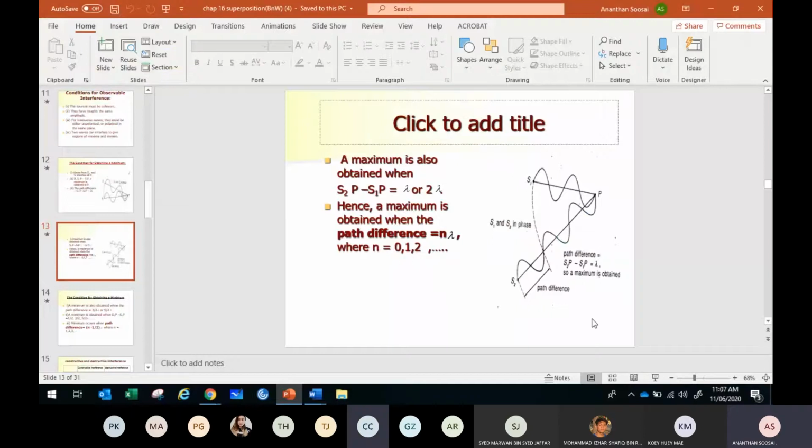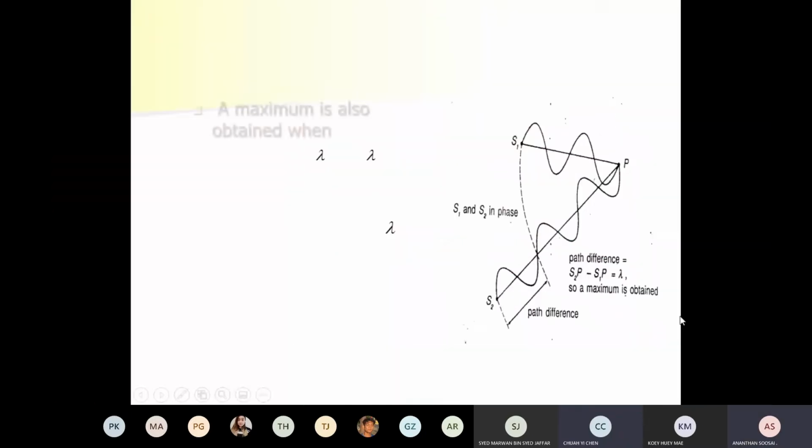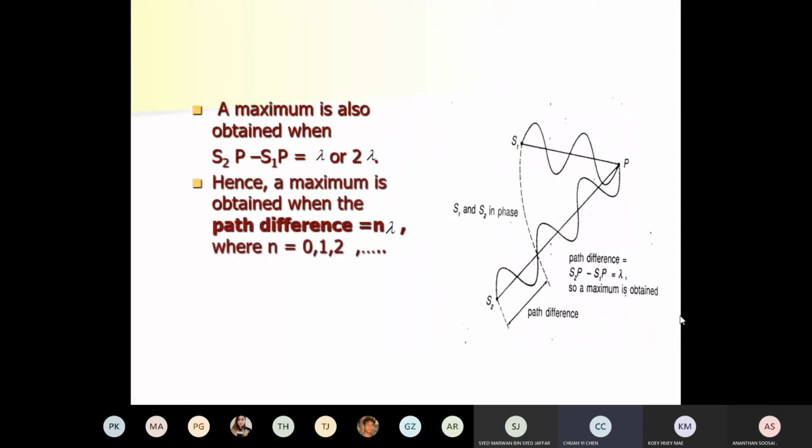Any question for this slide? Yeah. If one of the waves starts with a trough first, will the observable interference still occur? One starts with a trough, another with a crest, but there is still a constant phase difference. Okay, good question. You're asking like this: you have two sources, and this is the screen. One starts with a crest, another one starts with a trough. Is it going to be an observable interference pattern?